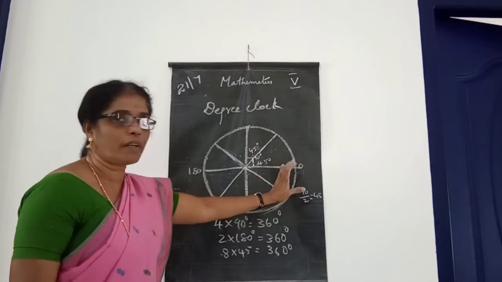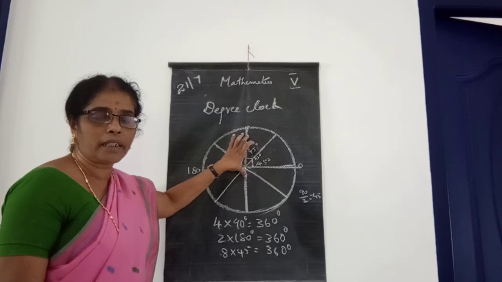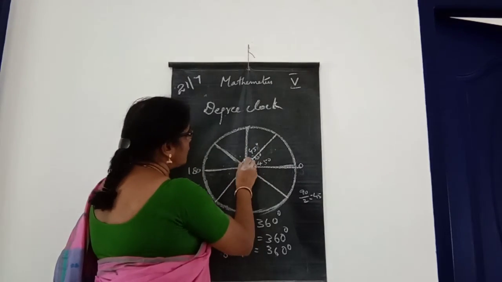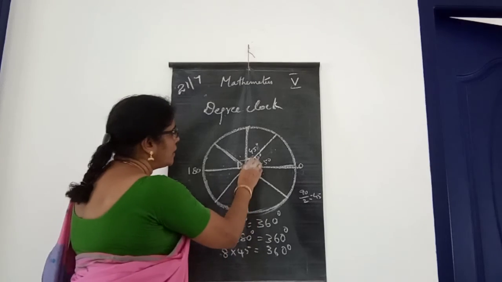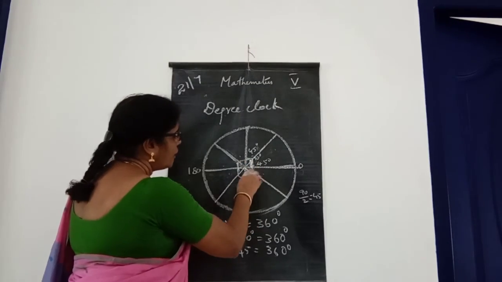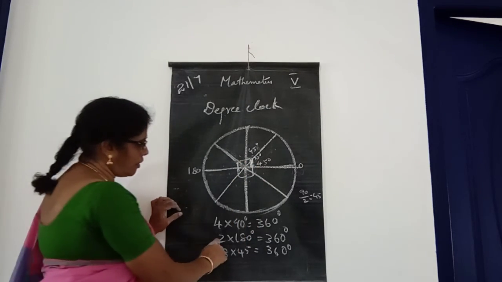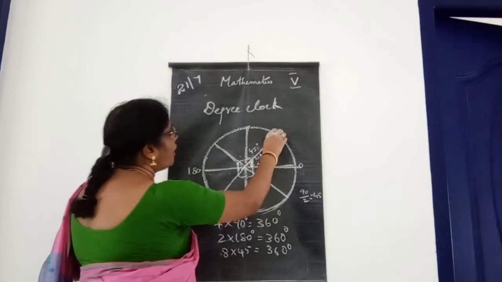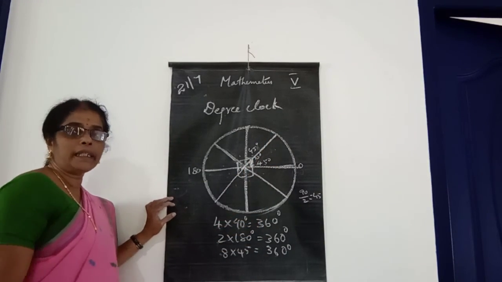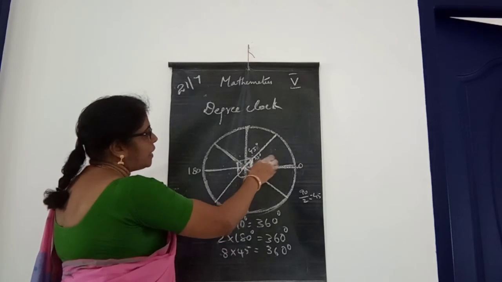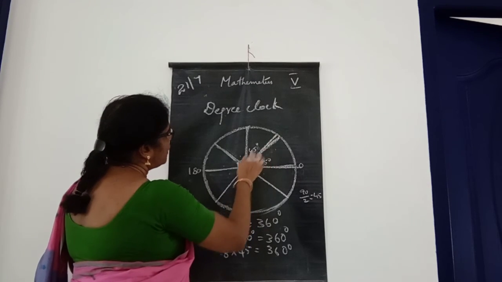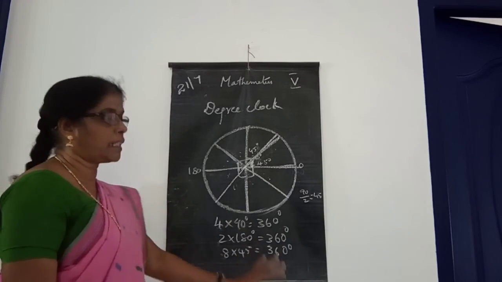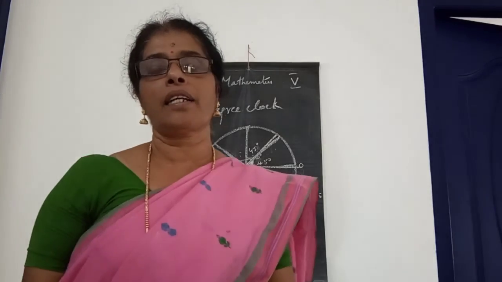So 180 degrees, that is half of 360 degree, and this one also 180 degree. 2 180 degrees, that is 360 degree. And otherwise 4 90 degrees. 1, 2, 3, 4. 4 90 degrees, that also is 360 degree. Or otherwise if you take half of the 90 degree, that means 45 degree. And here 45 degree, and here also, and 8 45 degrees. 8 45 degrees means that is 360 degrees.